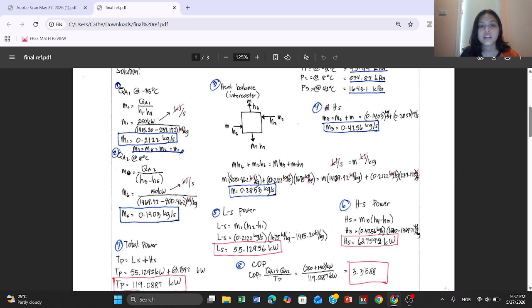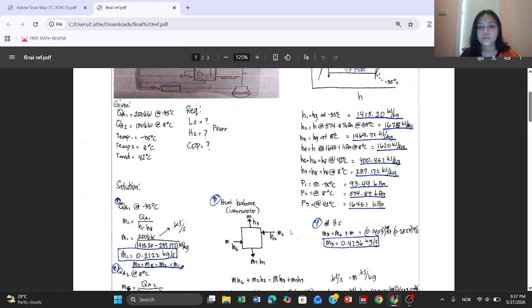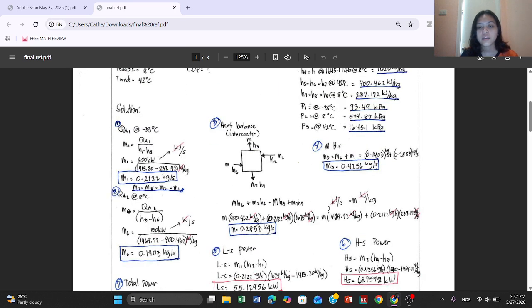So we need to substitute these values. We already have the mass at point 2, which is equal to the mass at point 1, and is equal to the mass at point 7 and mass at point 8. So substituting these values, we get the mass is equal to 0.2853 kilogram per second. And the values for these enthalpies are already here, so we can substitute them directly.